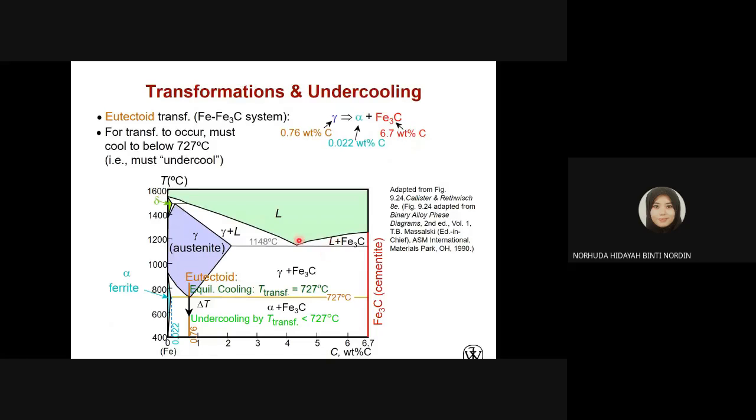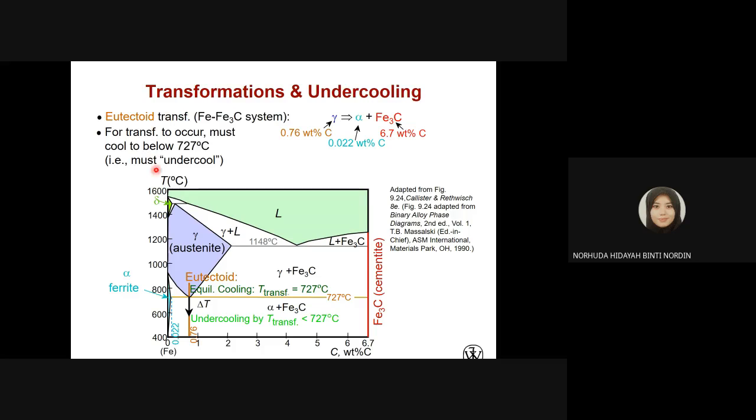Okay. Now we want to see transformations and undercooling. What is undercooling? Undercooling is the same term as supercooling. Some people call it supercool, some people call it undercool, but it is the same. It means that you cool your sample, you cool your material very fast below the freezing temperature.